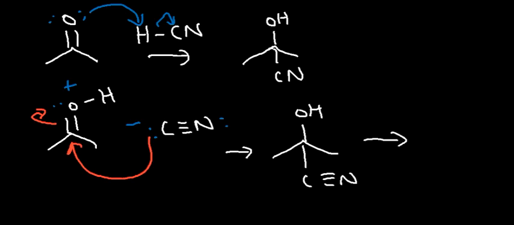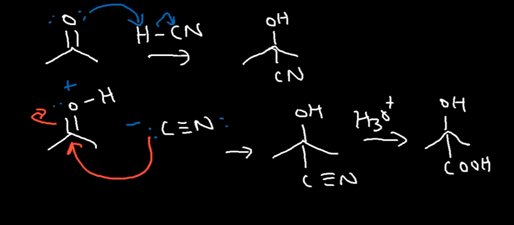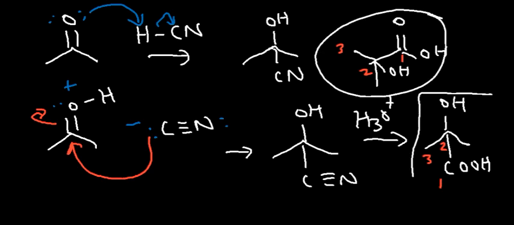Now, if you were to add a strong acid like H3O+, it can hydrolyze the nitrile and convert it into a carboxylic acid. So now we have this molecule. I'm going to redraw it like this. Let's say this is carbon 1, 2, 3. On 2 we have a methyl group and we have an OH. So this compound, which is the same as this one, is known as an alpha hydroxy carboxylic acid.